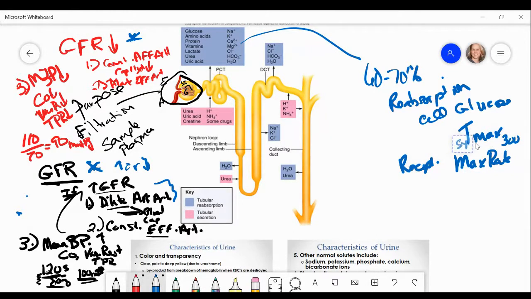So anything that is over Tmax, so if I have 325 glucose molecules per deciliter of plasma, when I'm in my proximal tubule, I'll be able to take the 300, but I will not be able to take the 25, because that's 25 molecules of glucose over the Tmax. And because it's over, that glucose is not going to be completely reabsorbed by the end of the proximal tubule.